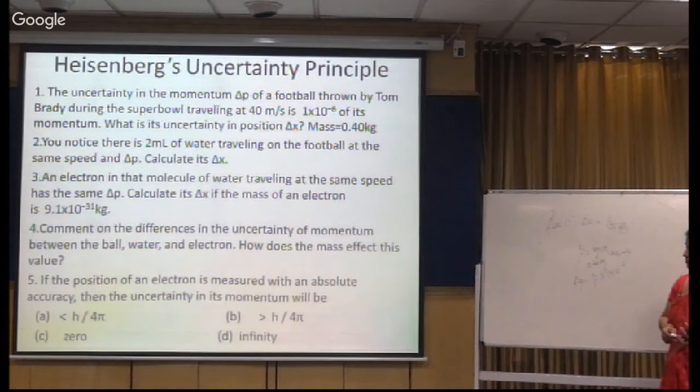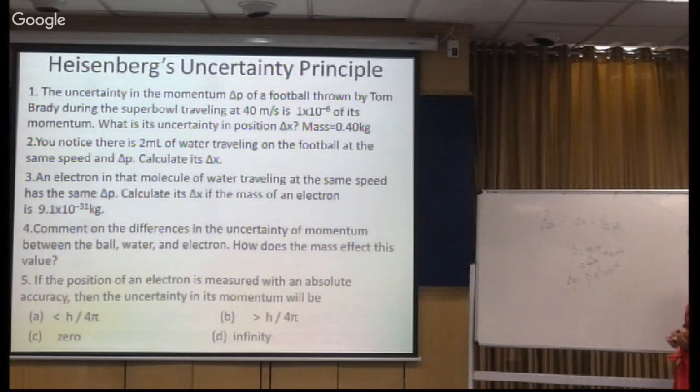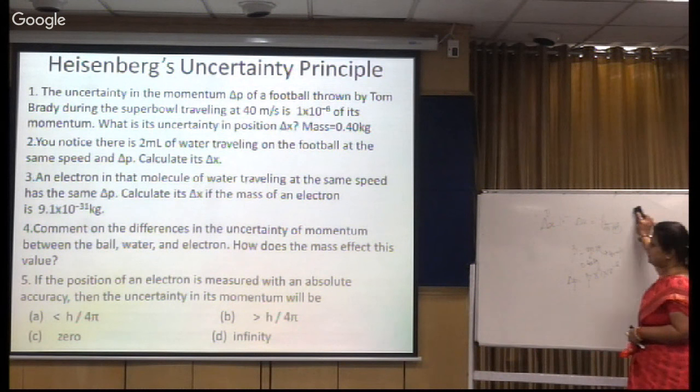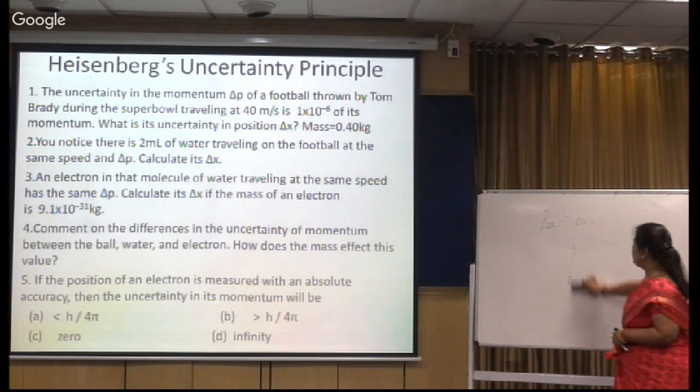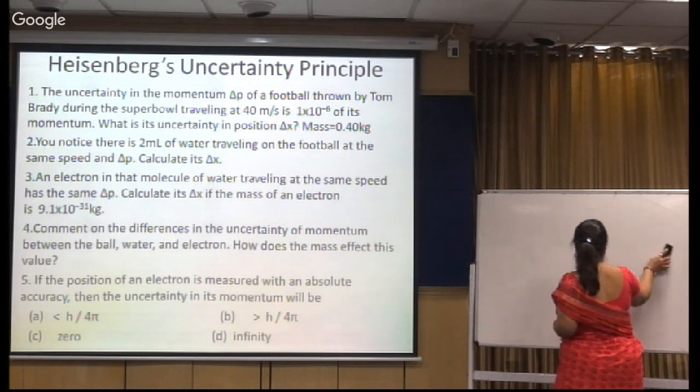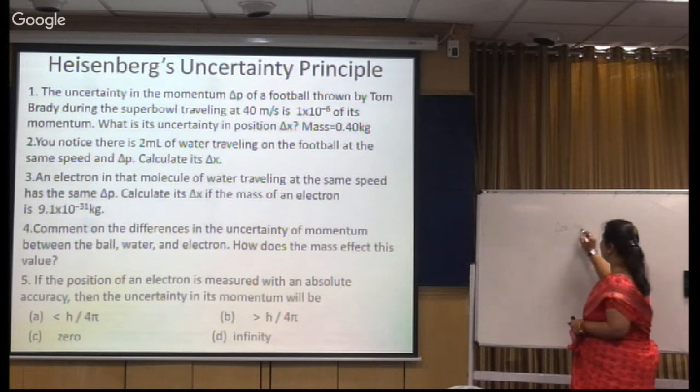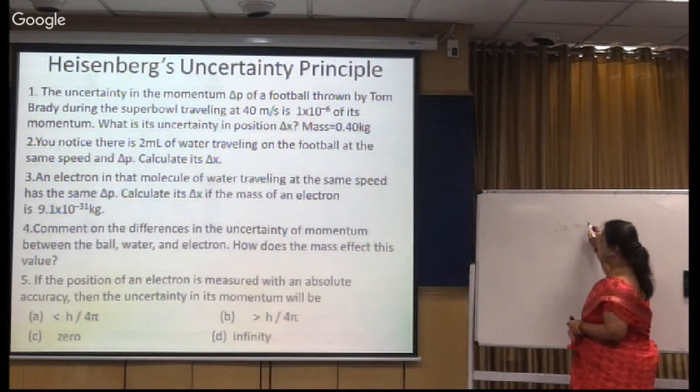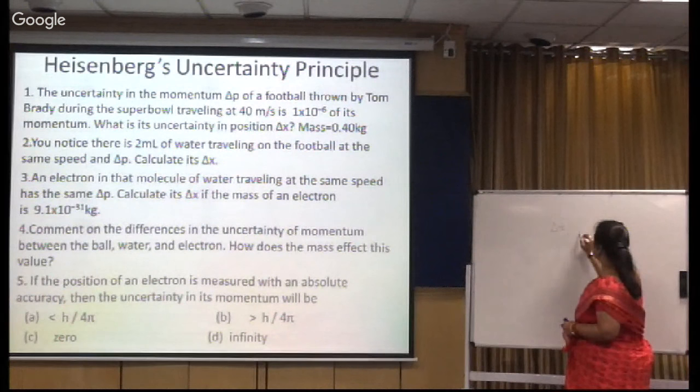If the position of an electron is measured with an absolute accuracy, then the uncertainty in its momentum will be... B, that is greater than h by 2 pi, h by 4 pi. What is the formula? Position and momentum are what is being talked about. Uncertainty in momentum is greater than or equal to h by 4 pi.